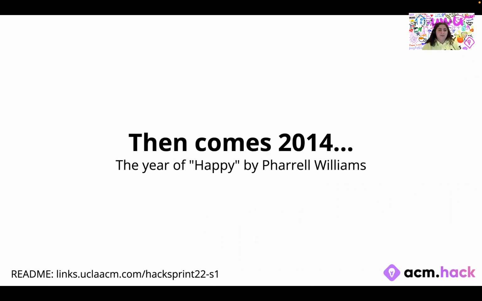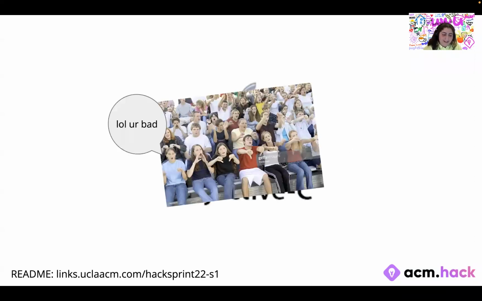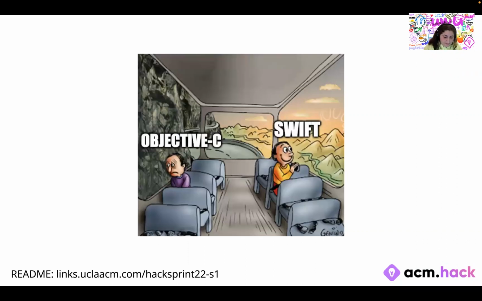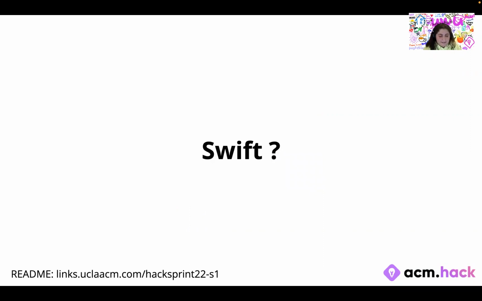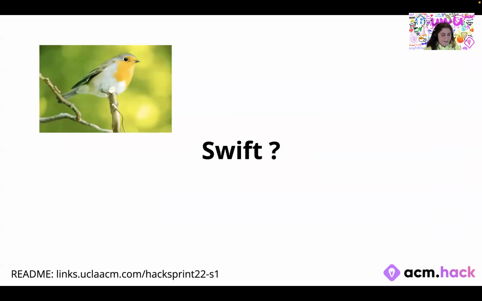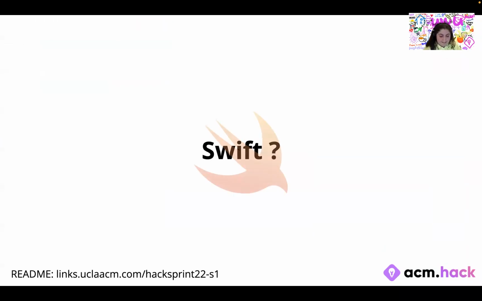But then comes along 2014. And I put here "Happy" by Pharrell Williams, the one song that came to mind just because it was everywhere at the time. But yeah, in 2014, maybe this wasn't the majority of people, but some people found that Objective-C was a little bit outdated. This is where Apple comes in with Swift, their new modern language. But what exactly is Swift? Well, I guess you could say it's a bird, but it's not. You could say it's a plane, but it's not. I mean, the logo is a bird, but not that kind of bird. It's actually this kind of bird.